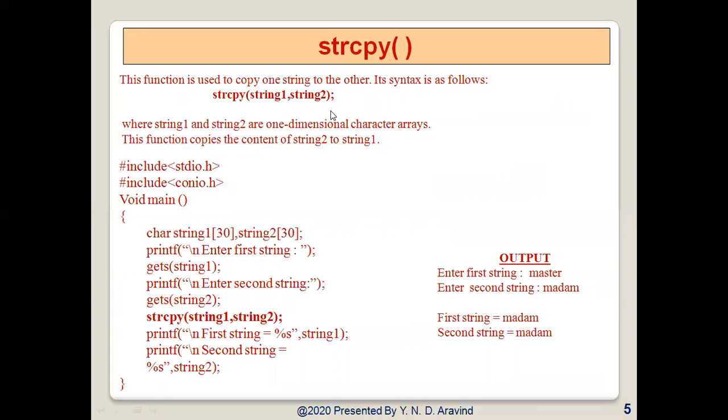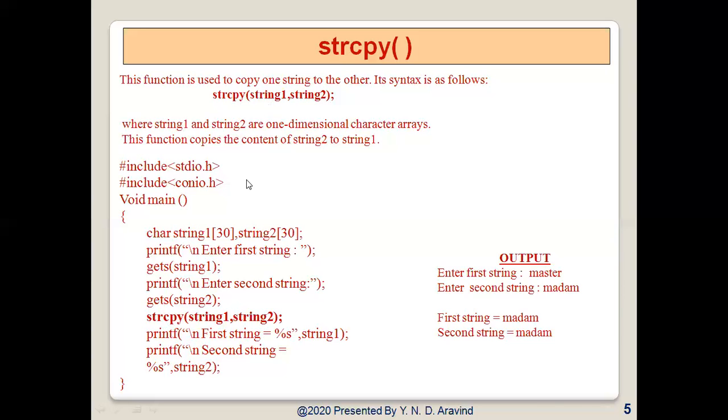that is strcpy of string 1 comma string 2. That is the string copy function syntax, where string 1 and string 2 are one-dimensional character arrays. These functions copy the content of string 2 to string 1. The content available in the second argument will be copied to string 1. So the string 1 values will get erased, if it has any, and the content in string 2 will be stored to string 1.